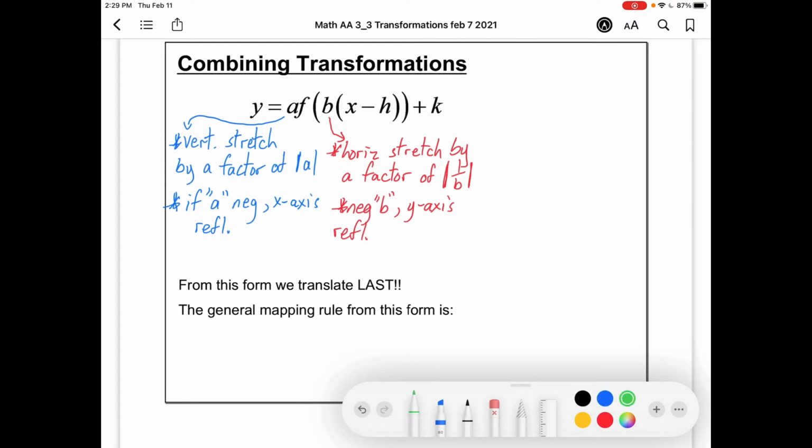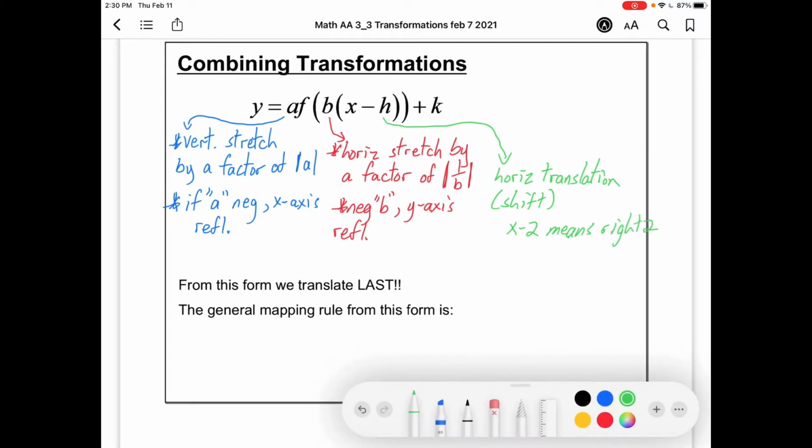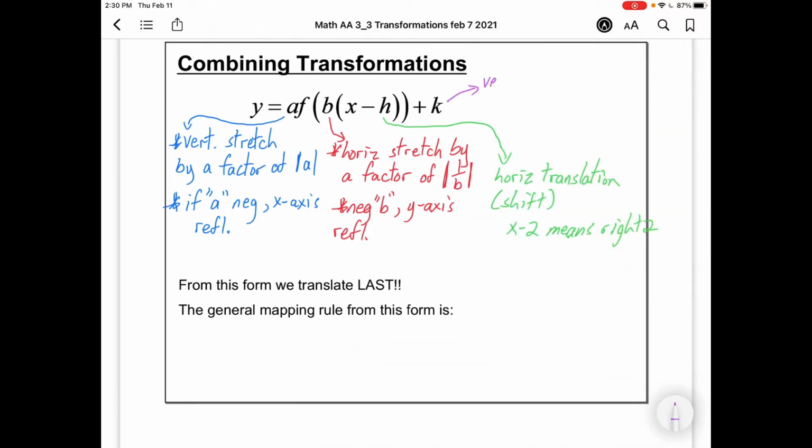If we have one of these x minus h thingies, that means that we have a horizontal translation, or shift. And just to recap, x minus 2 means to the right 2. Lastly, we might be looking at this k value at the end. So this is going to give us our vertical translation, or lift. Okay, and if you had plus 2, that would mean up 2.